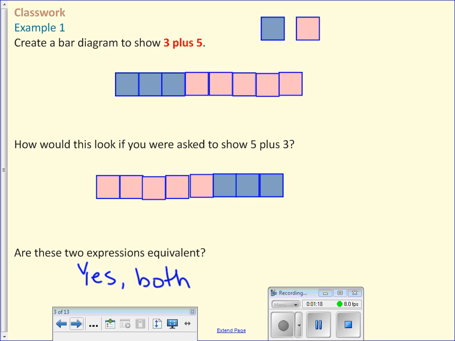Both 3 plus 5 and 5 plus 3 have a sum of 8.